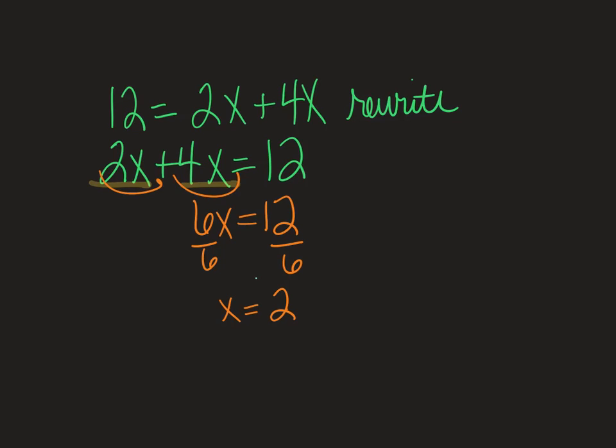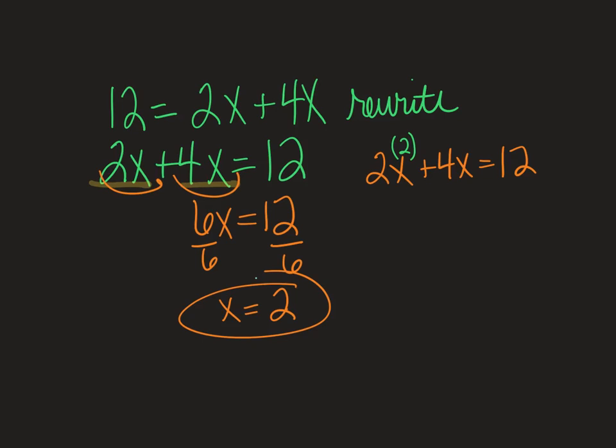Remember, I can check my work. If I have 2x plus 4x equals 12, I know the value of x now, so I'm going to substitute that in as 2. So 2 times 2 is 4, plus 4 times 2 is 8. When you add 4 plus 8, you get 12 equals 12. And that is correct. All right, let's do some more together.